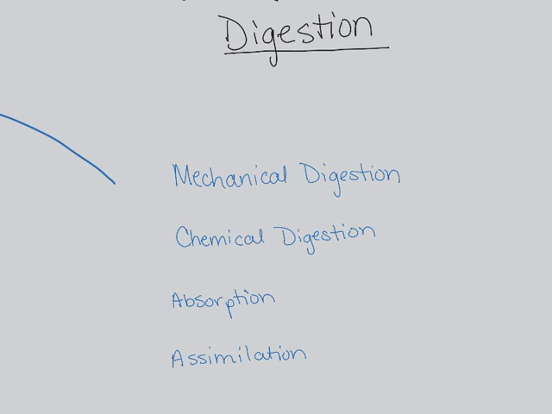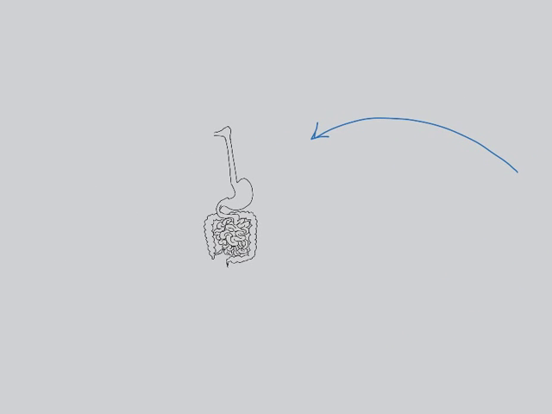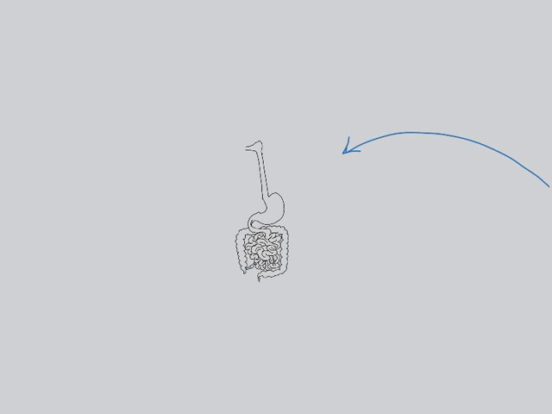So taking a step back, looking at mechanical and chemical digestion starts with taking a look at the digestive tract. At this point, you should pause and make sure you're able to label everything that is there.